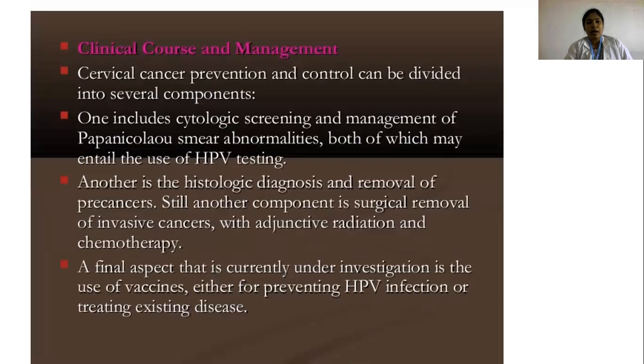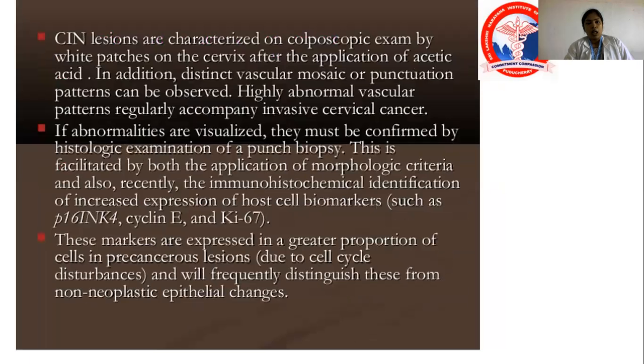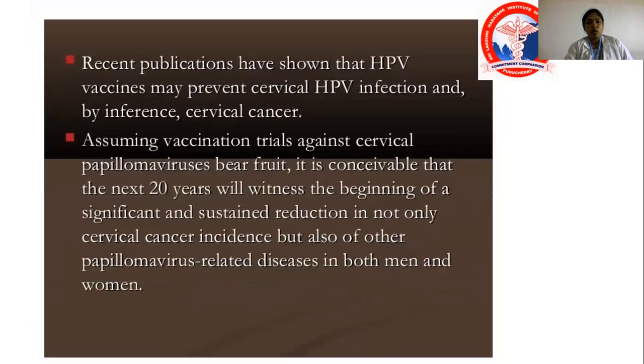So clinical course and management. Cervical cancer prevention and control can be divided into several components. So, the main treatment is TAH and BSO, total abdominal hysterectomy and bilateral salpingo-oophorectomy, depending upon the stage of the lesion.